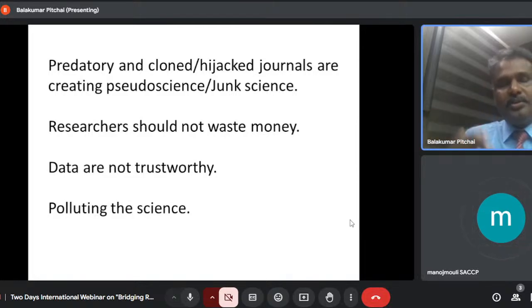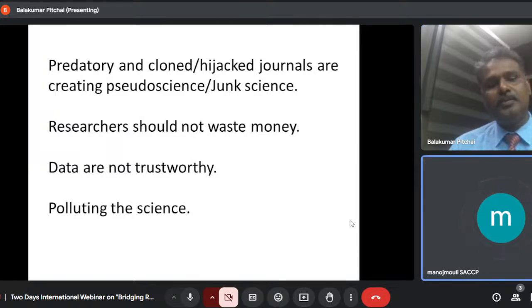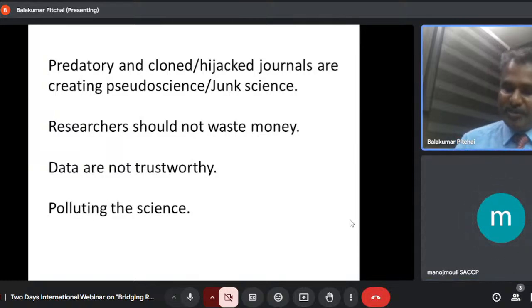You should never try to publish your paper in predatory, cloned or hijacked journals because they are creating pseudoscience. You should not waste money in publishing your paper in cloned, hijacked, predatory journals. And also you should never read any paper, refer any paper or cite any paper from predatory, cloned or hijacked journals because the data are not trustworthy. They normally do not do peer review of your paper. They are polluting the science.